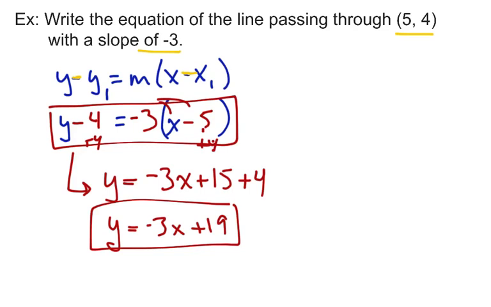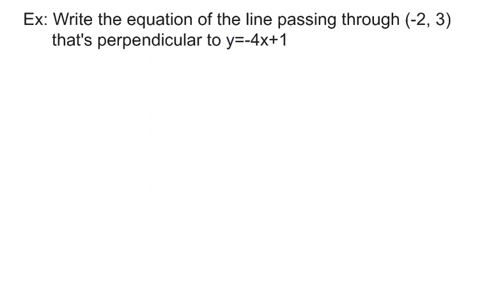And we can see the slope is still negative 3, which we always knew, and we can also see the y-intercept is at 19. How about if we want to write the equation of a line passing through this point, negative 2, 3, and now it's perpendicular to y equals negative 4x plus 1.